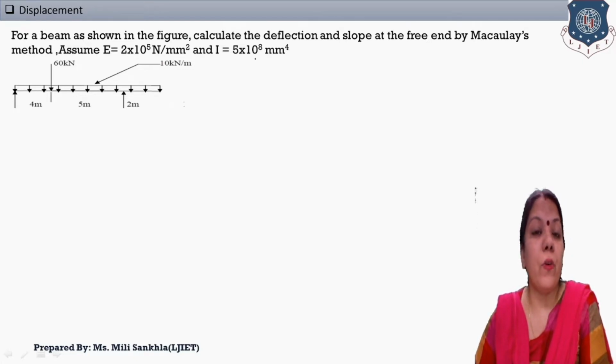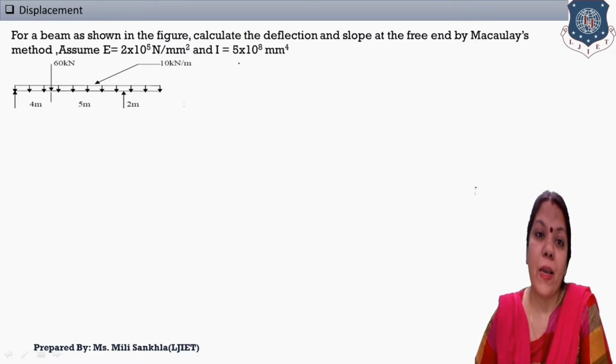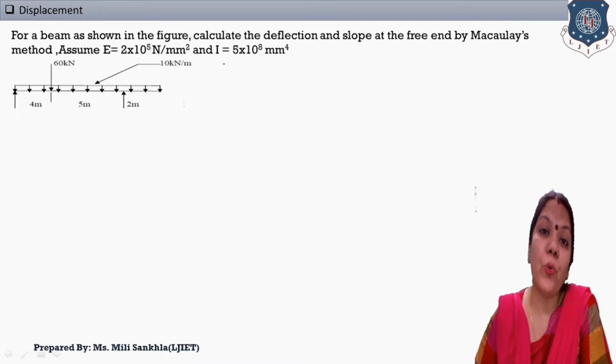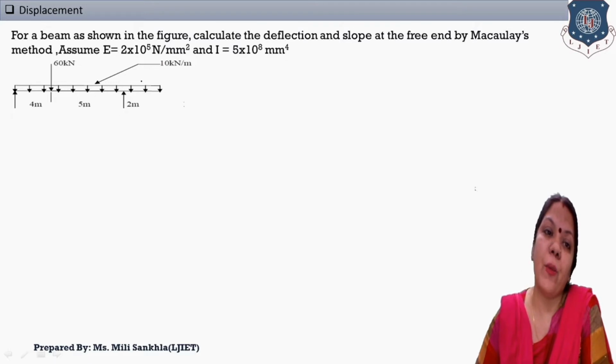Okay guys, in the first starting example the value of EI is given, but in this example the value of E is given in Newton per mm square and the value of I is given in mm to the fourth. In the starting example, if you remember, the value of EI was given in kilonewton into meter square, but here the values are given in Newton and mm. What is the effect of this unit in finding slope and deflection? I will explain it at the last point when we find slope and deflection at the free end.